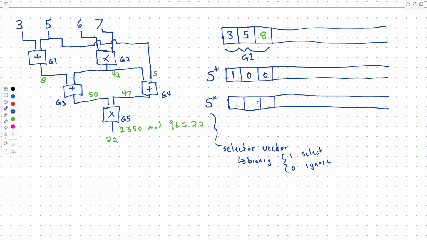Okay, is it a multiplication gate? It's not, so I'm going to put all zeros in the multiplication selector. So this just means that gate 1 is an addition gate. Sometimes we talk about LRO, so that's like left input, right input, output as well.